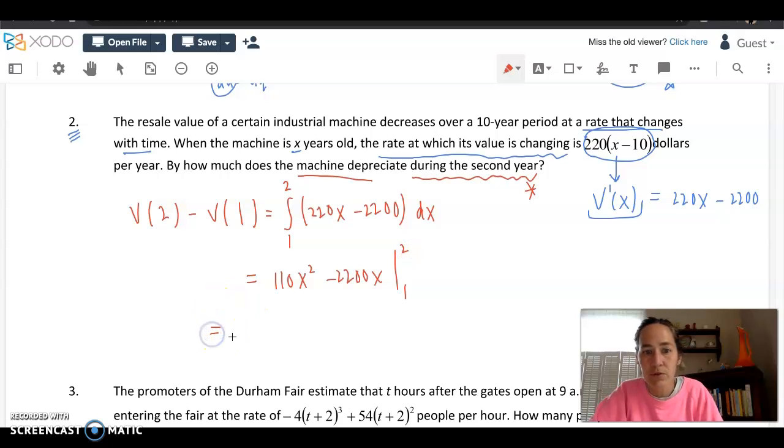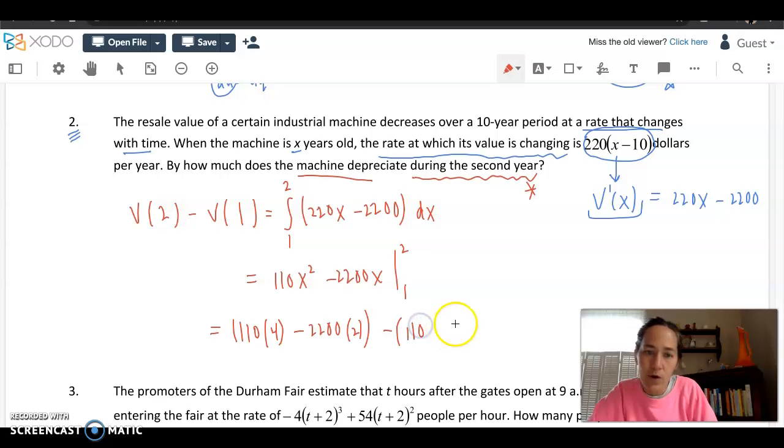We got to remember to put units on our final answer. 110 times 2 squared, so times 4, minus 2200 times 2, and we want to subtract what we get when we plug in 1. So 110 times 1 minus 2200 times 1.